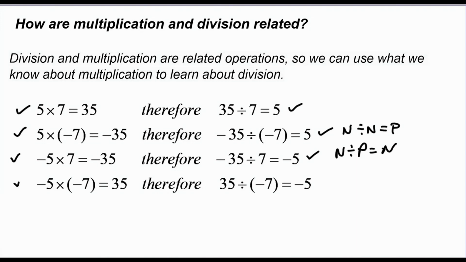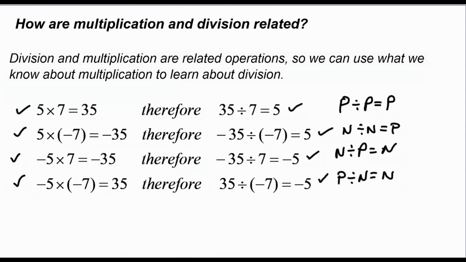And then lastly, negative 5 times negative 7 is positive 35. We know that from what we learned about multiplication. Therefore, 35 divided by negative 7 has to equal negative 5. So now we know that a positive divided by a negative is going to be negative as well. And then, of course, the first one, a positive divided by a positive is going to be positive. That was a fact that we already knew. So this pretty much establishes all of the facts we need to know about division.